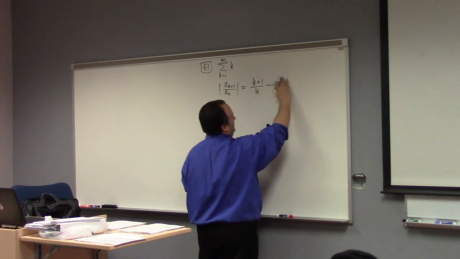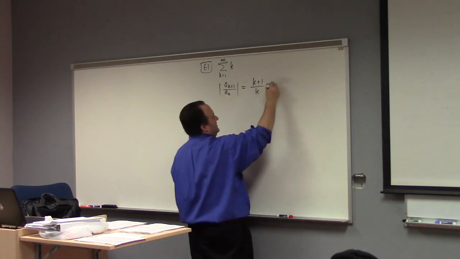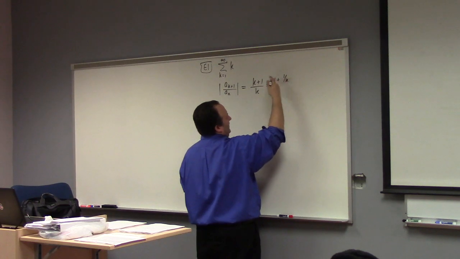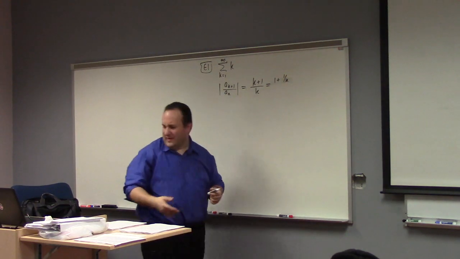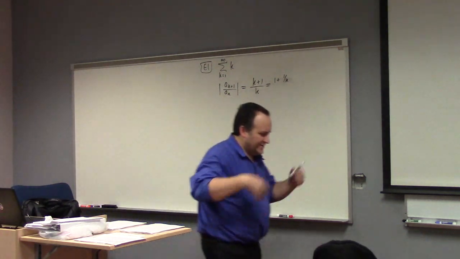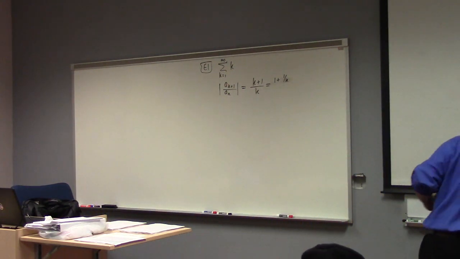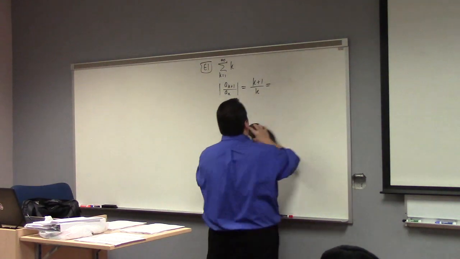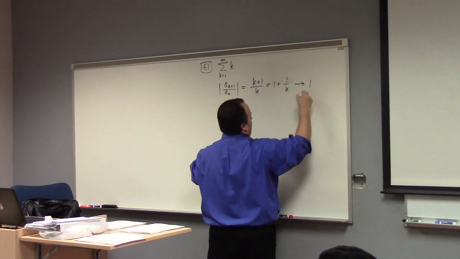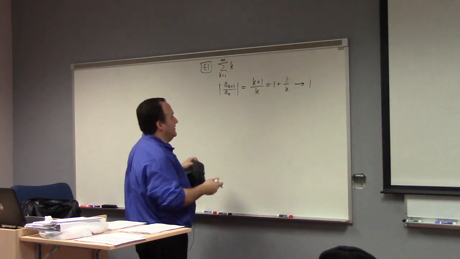I've been showing this step, so let me continue. 1 plus 1 over k, right? Why am I making this more complicated than it needs to be? That's just 1 plus 1 over k. What happens to that as k goes to infinity? That goes to 1, right? So this series is?